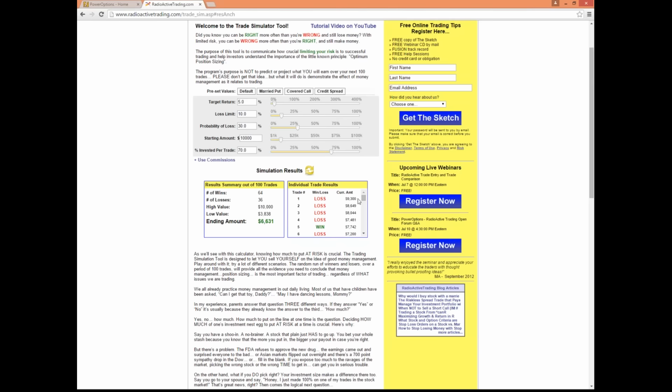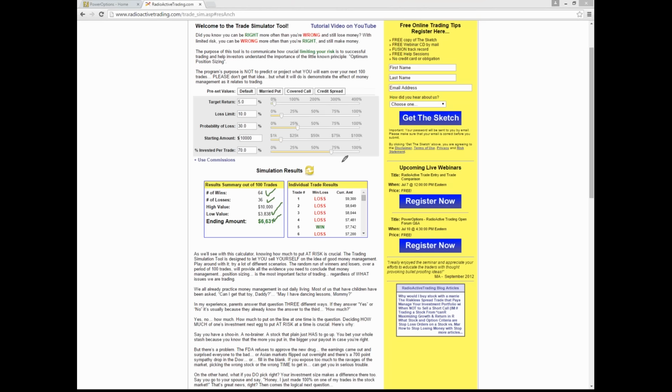Now, what just happened here? We flipped our coin 100 times. 64% of the time, we were right and we earned our 5% return. 36% of the time, we lost and we took a 10% hit. So we were right 64% of the time. At one point, we lowered our account down to about a 62% loss, and we ended with about a 34% loss over time.